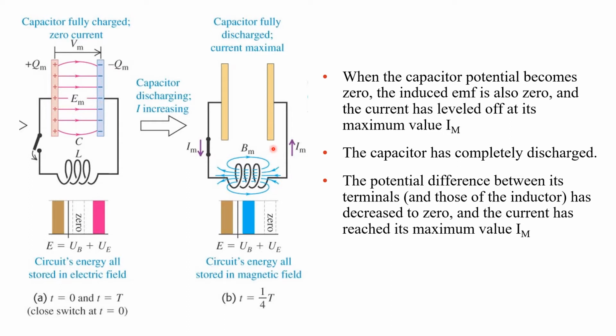The capacitor has completely discharged. The potential difference between its terminals and those of the inductor has decreased to zero, and the current has reached its maximum value, Im. Now, after the capacitor is fully discharged, the current is at maximum, and the circuit's energy is now all stored in the magnetic field. Initially, all the energy is stored in the electric field in the capacitor, and after your capacitor fully discharges, all the energy is now stored in your magnetic field. This is at time equal to 1/4 of T.